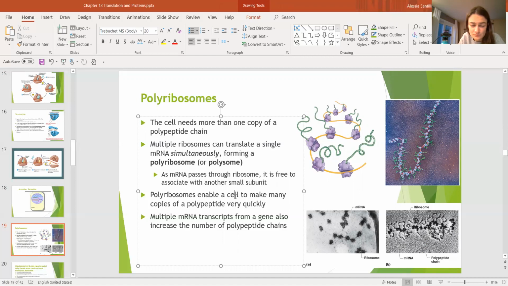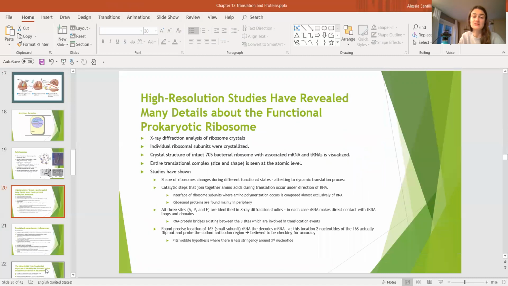It's pretty cool. As the mRNA passes through one ribosome, its free end associates with another small subunit, forms the initiation complex, and starts elongation until we get to termination again. So polyribosomes enable a cell to make many copies of the polypeptide very quickly, and the multiple mRNA transcripts from a gene also increase the number of polypeptide chains. This is just one of the ways that we get lots of proteins.